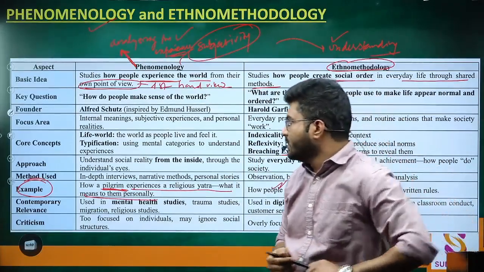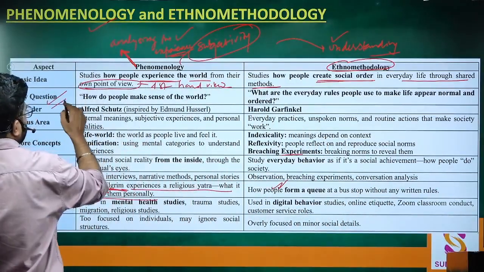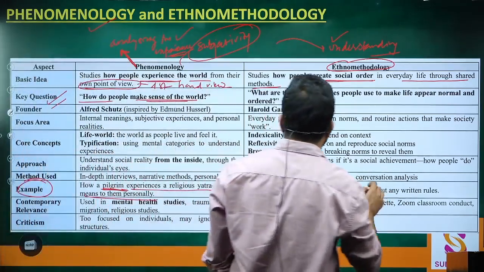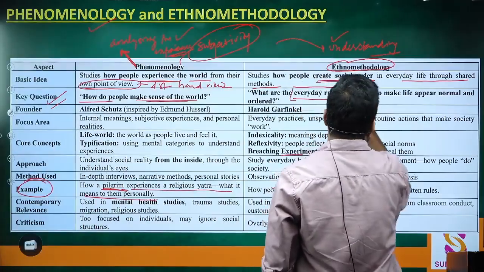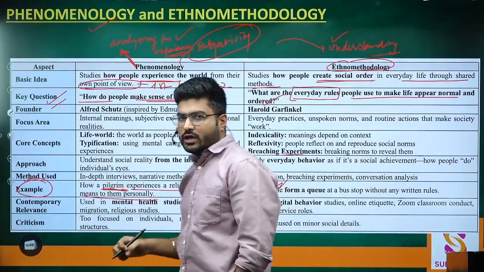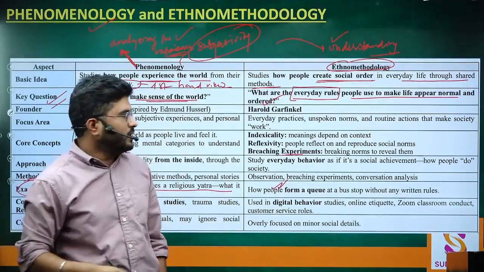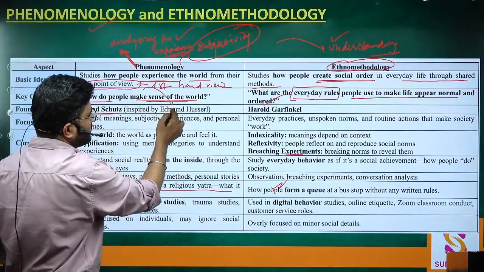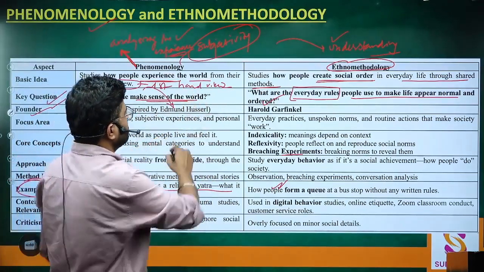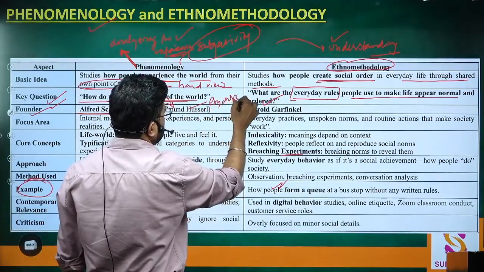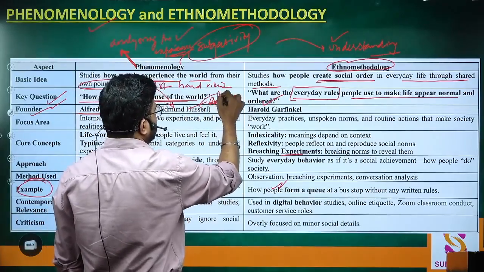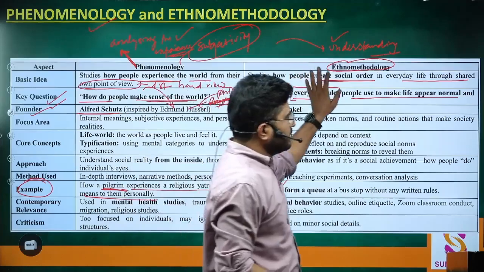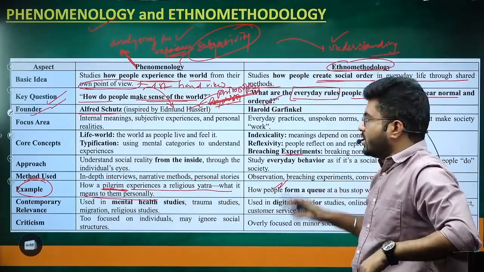Okay, then the key question phenomenology asks is, how do people make sense of the world? Whereas in ethnomethodology, the key question asked is, what are the everyday rules people use to make life normal and ordered? Okay. Then who was the founder? Alfred Schutz, who was inspired by Edmund Husserl, who was a psychologist, or I think not a psychologist, he was a philosopher. Then Harold Garfinkel was the initiator of this ethnomethodology school of thought in sociology.